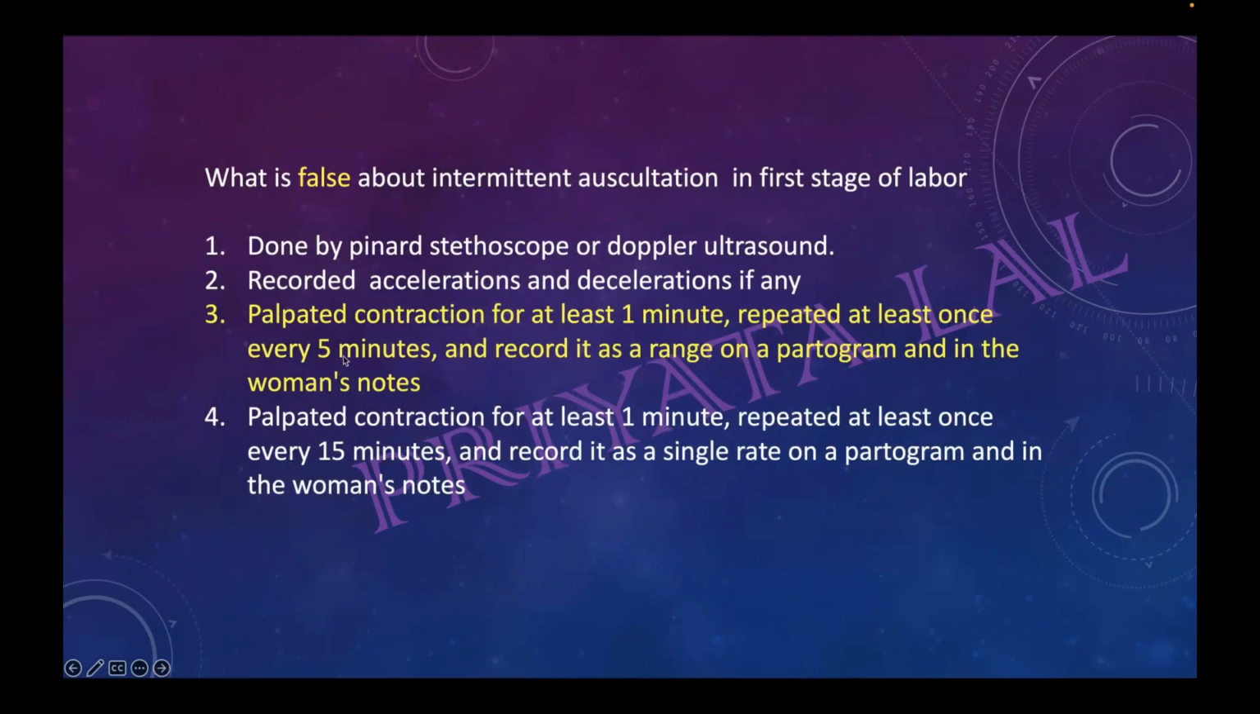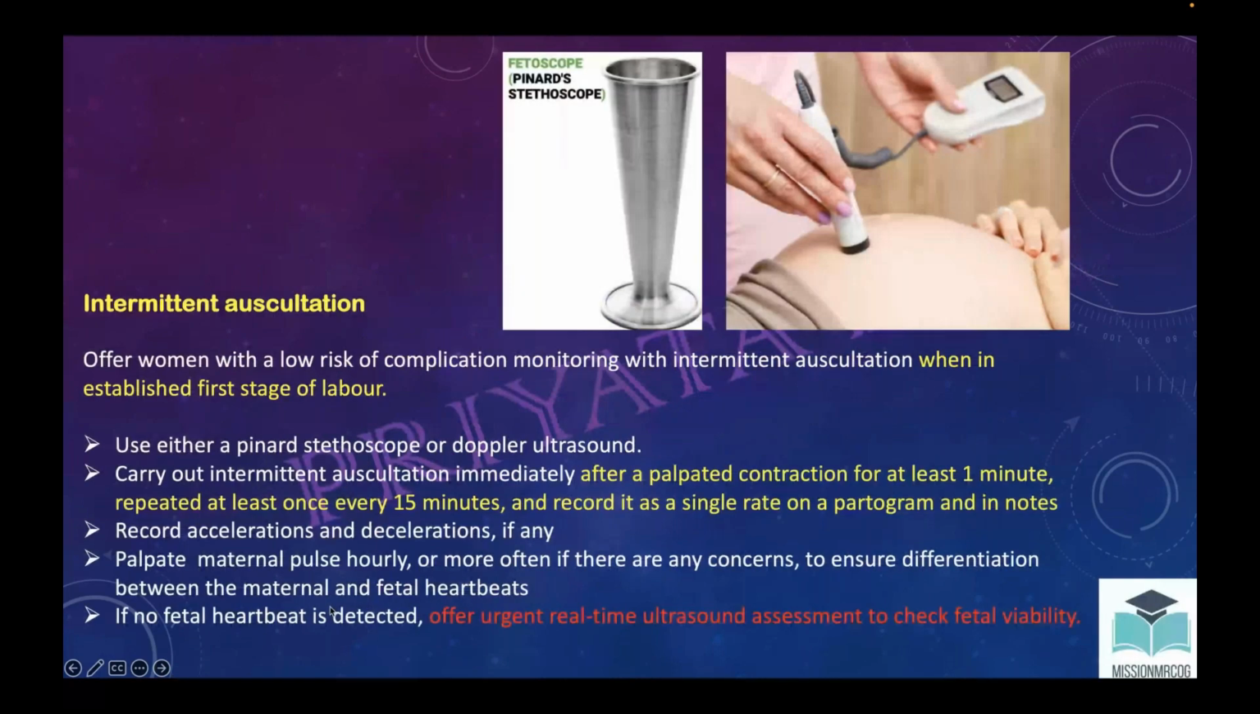Now, this is the intermittent monitoring. This is the peanut stethoscope. Okay. So, this is used, and this is a Doppler. Like Doppler, everyone knows we are using it regularly in our clinics and hospitals. This Doppler is very handy and easy. You know that. And we use this method.